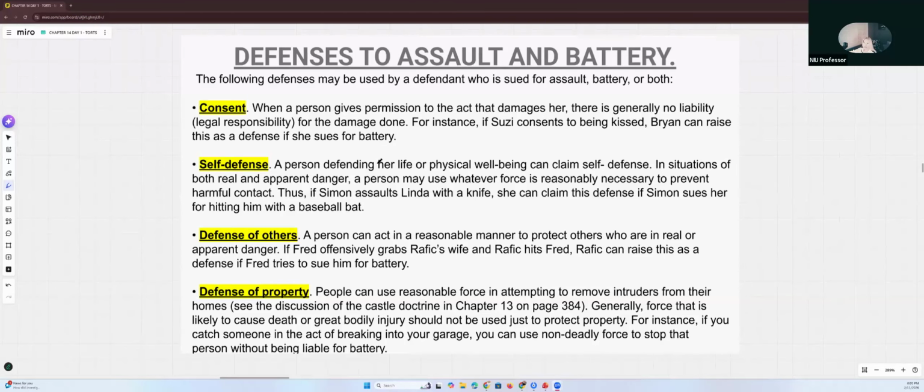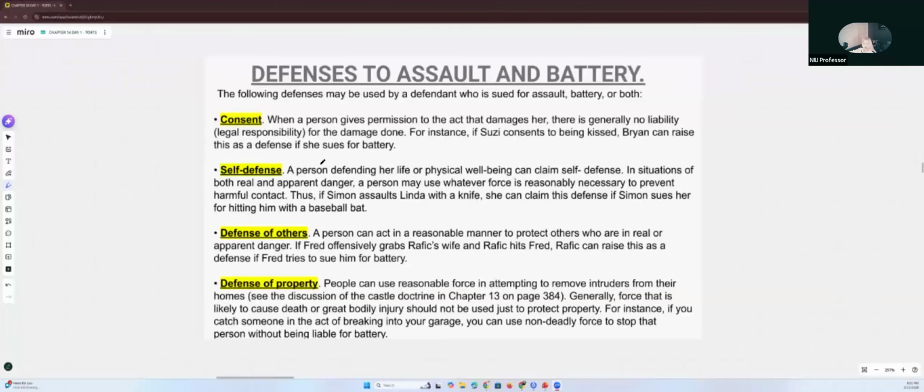We're just going over 4 defenses. There are more, but your book just talks about 4, so I'm going to stick with these 4. And remember, these are geared towards assault.